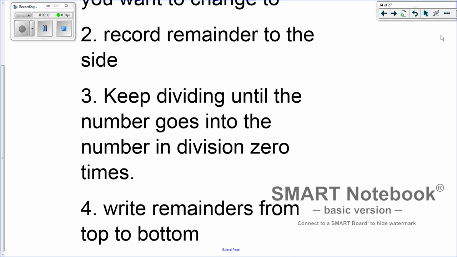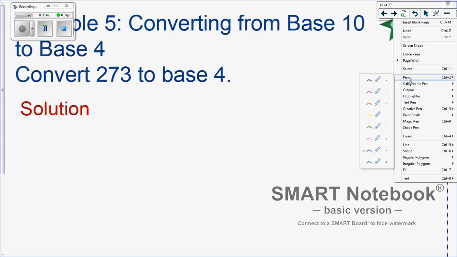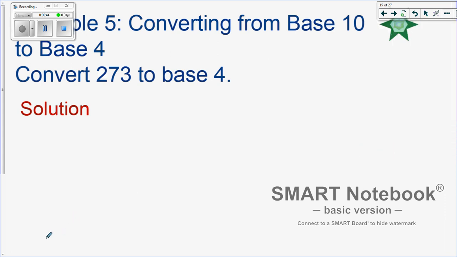Okay, so let's look at one. It's a lot easier to see then. All right, so I'm going to convert 273 to base 4, okay? So what I do is I start at the bottom and I write 273 divided by 4. So 4 goes into 27 6 times with a remainder of 3. I'm just going to write the remainder here as opposed to writing a big long division problem. It makes it more confusing.